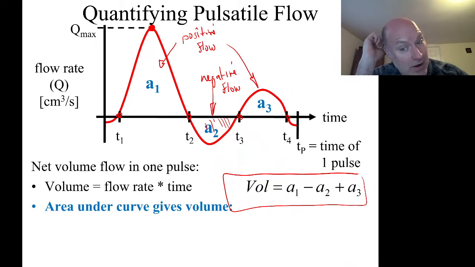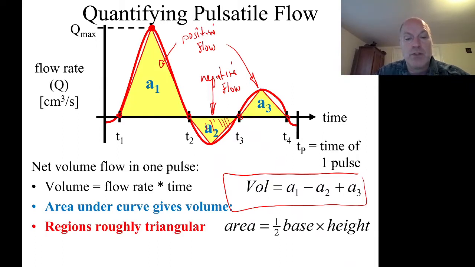Next, we have to figure out what those three areas are. We're going to make an approximation, and it's a pretty good approximation, that these shapes are triangles. So area 1, area 2 and area 3 are all triangles. And we know that the area of a triangle is 1/2 the base times the height. So all we need to do is measure the heights and the bases, multiply together, divide by 2, and you've got the area of each triangle.